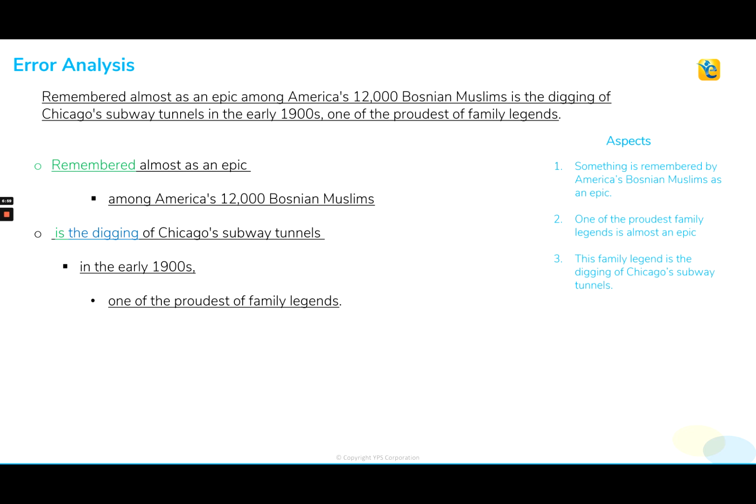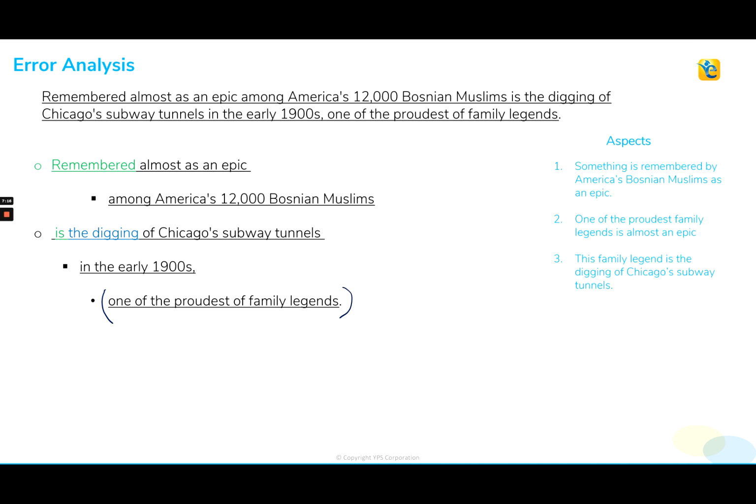But grammatically speaking, this modifier that's sitting down here, one of the proudest of family legends, is not associated really with a particular piece of the sentence. It's just kind of sitting on its own down here. It's kind of like the outlier of the sentence. It's not really connected to anything.